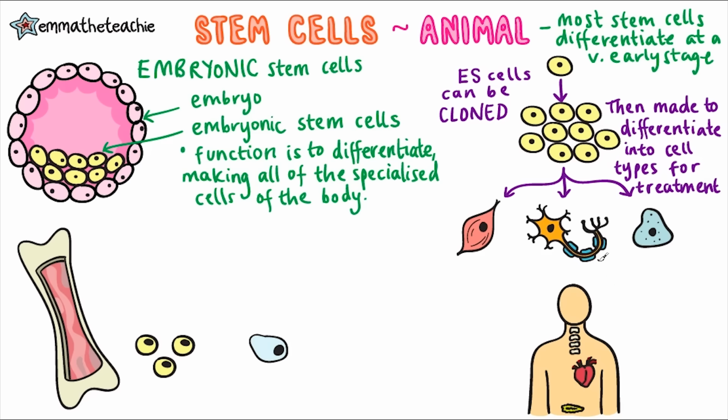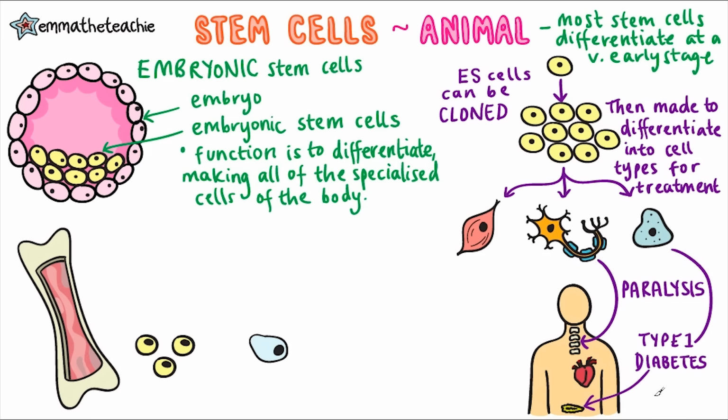For example, paralysis is when nerves are damaged. The body can't make new nerve cells on its own, so using stem cells to make more could potentially cure paralysis. Similarly, type 1 diabetes is when cells of the pancreas are damaged. Replacing them with working pancreatic cells could cure this condition. There are other applications as well, like new heart cells to repair heart damage. But paralysis and diabetes are the 2 conditions that you need to learn for this specification.